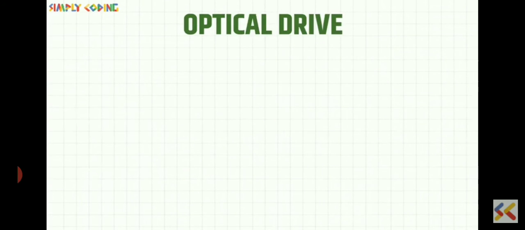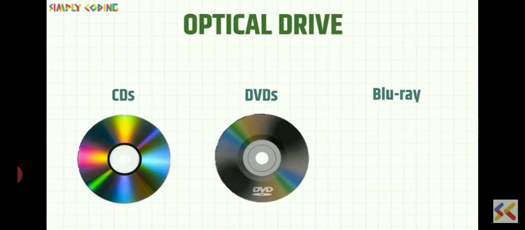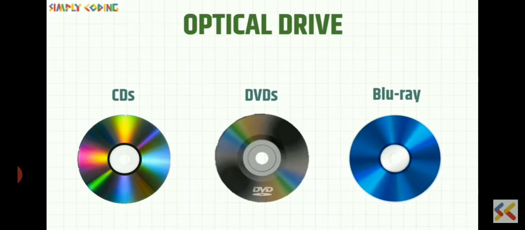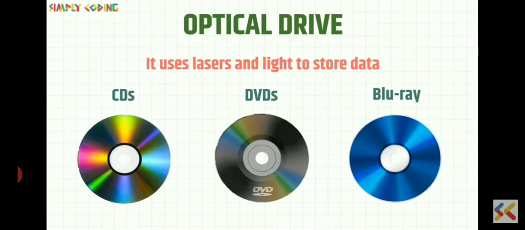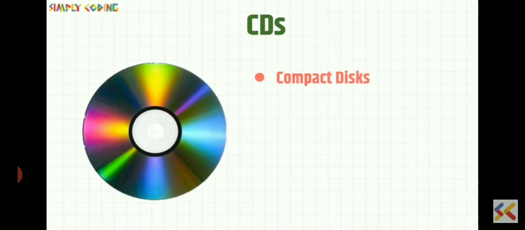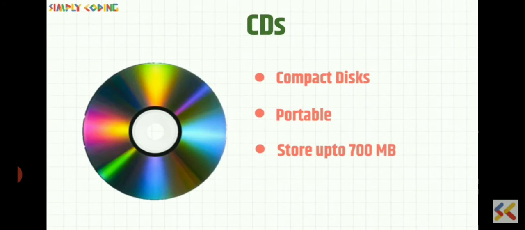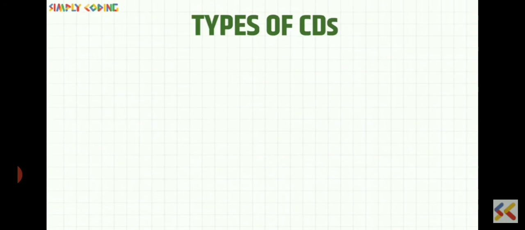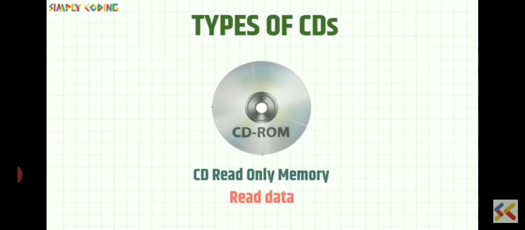Next are optical storage devices, which include CDs, DVDs, and Blu-ray discs. They use laser and light to store data. CD stands for compact disc. They are portable and can store up to 700 MB of data. They come in three types. First is CD-ROM or CD read-only memory, from where you can only read data.